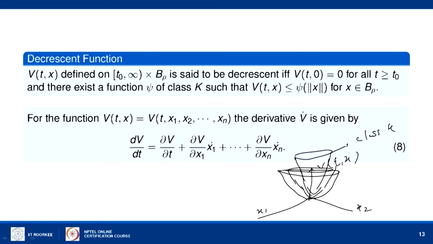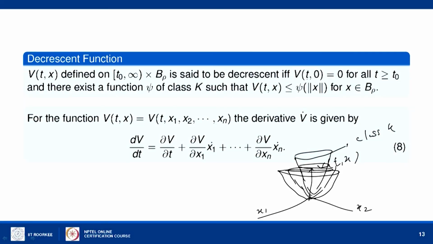That means the level surfaces should be circle type of thing. So, that should lie above all the surfaces V(t, x). So, V(t, x) should be less than or equal to xi of norm of x, where xi denotes a function of class K. So, it should be like this. In that case, you can say that the function is a decreasant function.